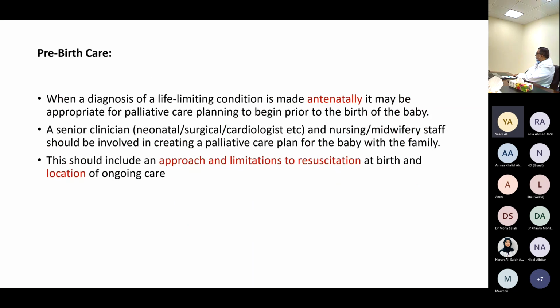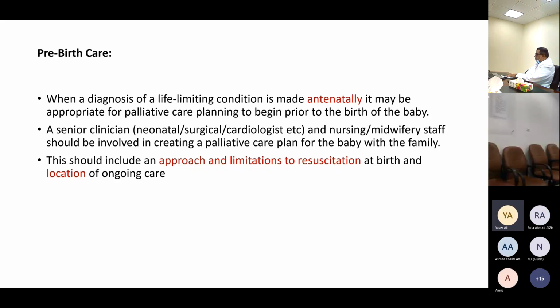Pre-birth care. When the diagnosis of a life-limiting condition is made antenatally, it may be appropriate for palliative care to begin prior to the birth of the baby. This should include an approach and limitations to resuscitation at birth and the location of ongoing care.